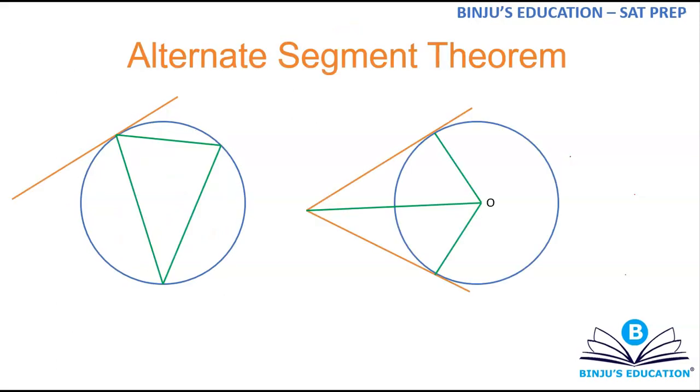So the next thing that we need to discuss is the alternate segment theorem. Now before we understand what the alternate segment theorem is, we need to understand this concept of tangent. What exactly is a tangent? So let's first discuss that, then we'll move on to the theorem.